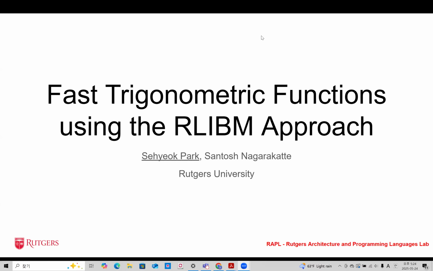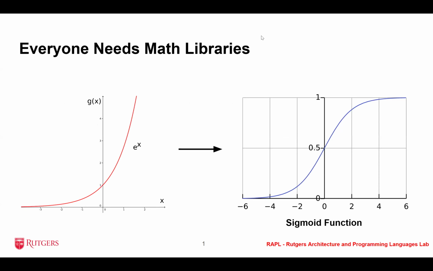Math libraries are ubiquitous across various domains of programming. For example, if you're working on a machine learning project, you would use the exponential function provided by your favorite math library to implement a sigmoid function. Given the degree to which we rely on math libraries, it is fair to inquire about their accuracy.